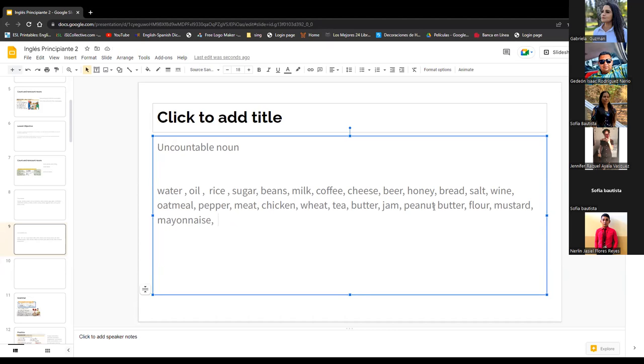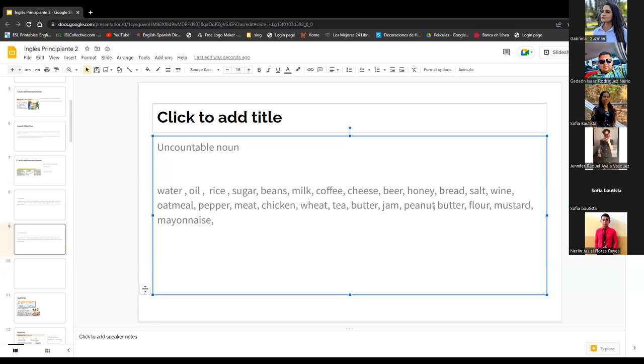Okay, I think that we have uncountable nouns already. But we are going to practice. Vamos a practicarlos también para que nos digan cómo se dice. Entonces, para que no fallemos en la pronunciación. So, repeat after me. Water. Oil. Rice. Sugar.